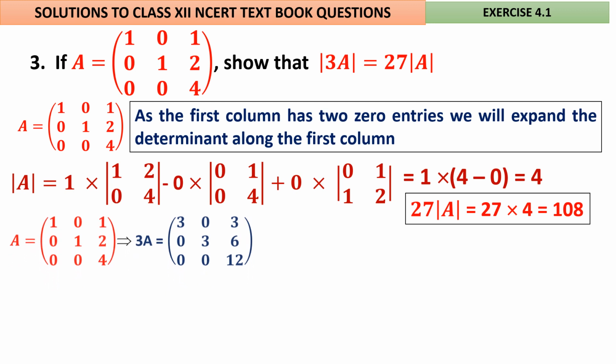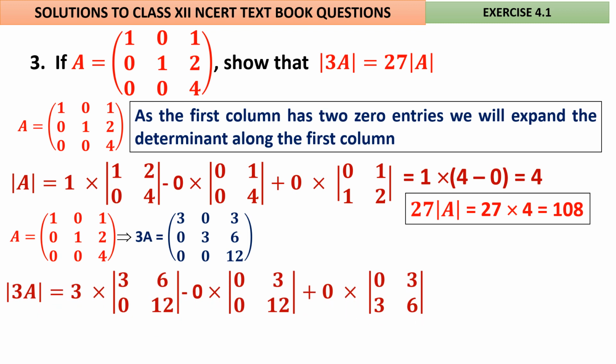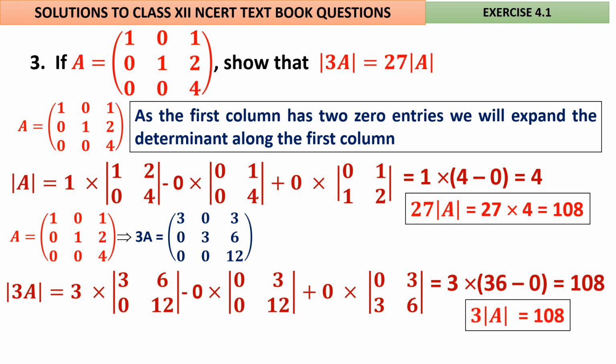Okay, let us see the RHS. You have determinant 3A, where matrix 3A is obtained by multiplying all the entries of matrix A by 3. Let us find determinant of 3A. Once again I have expanded with respect to the first column because I have two zeros there. No need to worry about 0 into 0 into. Therefore simply 3 into whatever comes. It is 3 into 36 minus 0, once again 108. So determinant of 3A is equal to 108. Therefore determinant 3A is the same as 27 into determinant A. We have checked it.